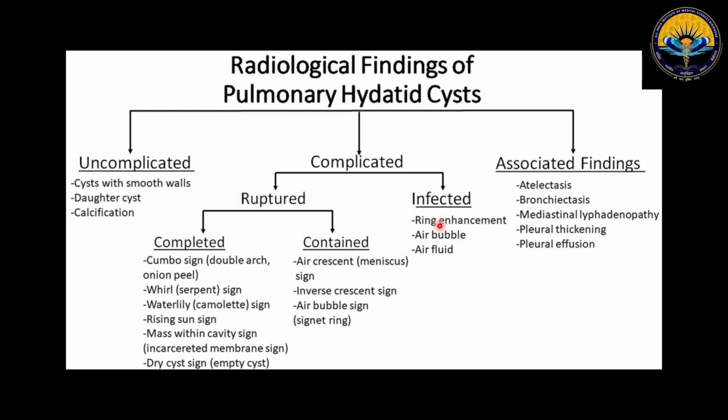If it is infected, we can see ring enhancement in contrast studies, the air bubble sign, and air fluid level. If it is ruptured, it may be completed or contained. Contained rupture shows the air crescent sign, inverse crescent sign, and air bubble sign. Completed rupture shows the cumbo sign, water lily sign, rising sun sign, mass within the cavity sign in the form of the incarcerated membrane sign, and dry cyst sign. Then associated findings will be atelectasis, bronchiectasis, mediastinal lymphadenopathy, pleural thickening, and pleural effusion.